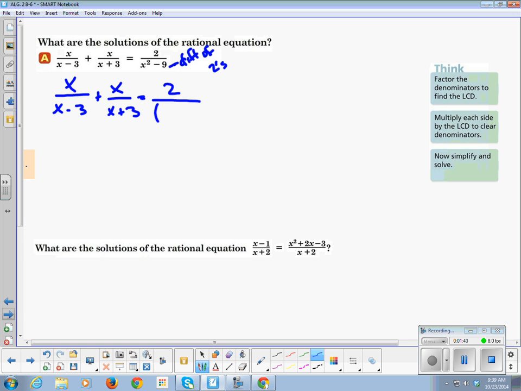So a difference of squares breaks down into x minus 3 and x plus 3. So the least common denominator between x minus 3, x plus 3, and x minus 3 times x plus 3 is the product of x minus 3, x plus 3. So what I'm going to do is multiply both sides by x minus 3 times x plus 3. I'm going to do it to this side as well. So you do it to the right, you have to do it to the left.